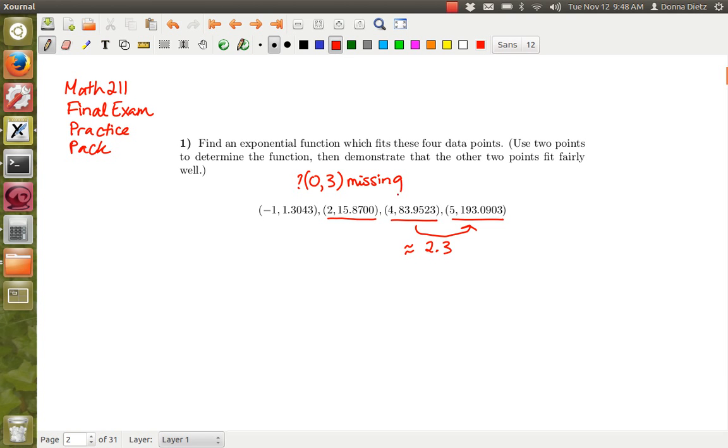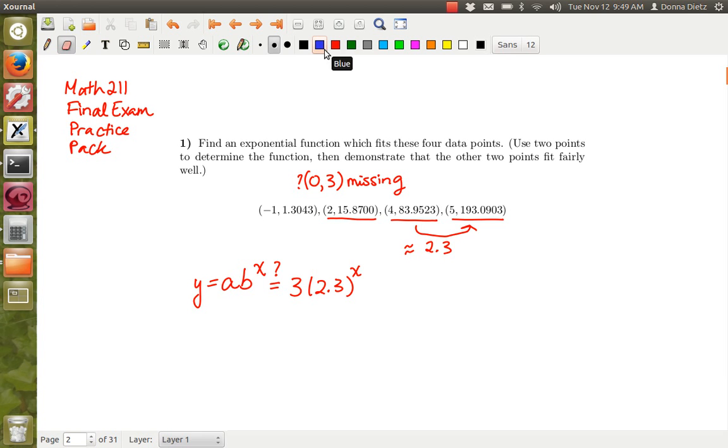And so now we're going to see if this works. What would this be? This would be the exponential function y equals ab to the x, where 3 is the starting value, and then 2.3 is the growth ratio, and x. So actually, there we go. We want to know if this is true.